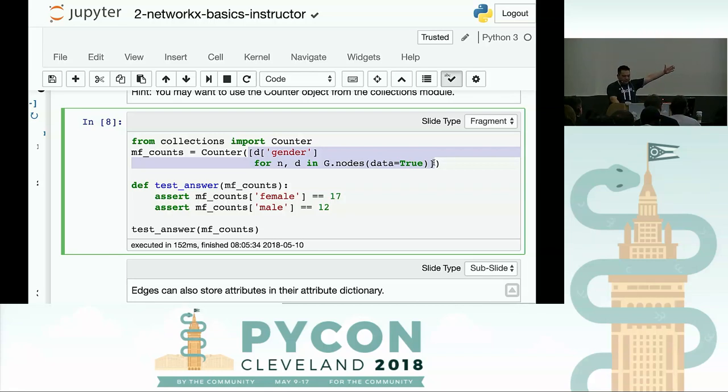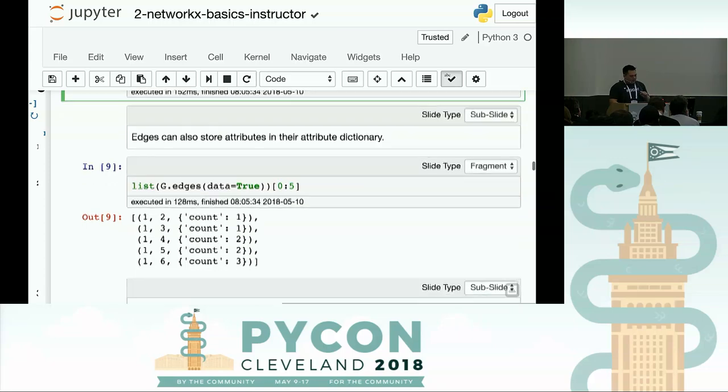So we use a list comprehension to select out just the information that we want, which is the gender of the students. Because g.nodes returns a tuple, we can do the tuple unpacking, n, d in g.nodes with data equals true, in the loop statement, and then d becomes the dictionary from which we can select the metadata that we want. Then we pass that list into the Counter object. It automatically does the counting for us. Everybody okay with this? Any questions on this?